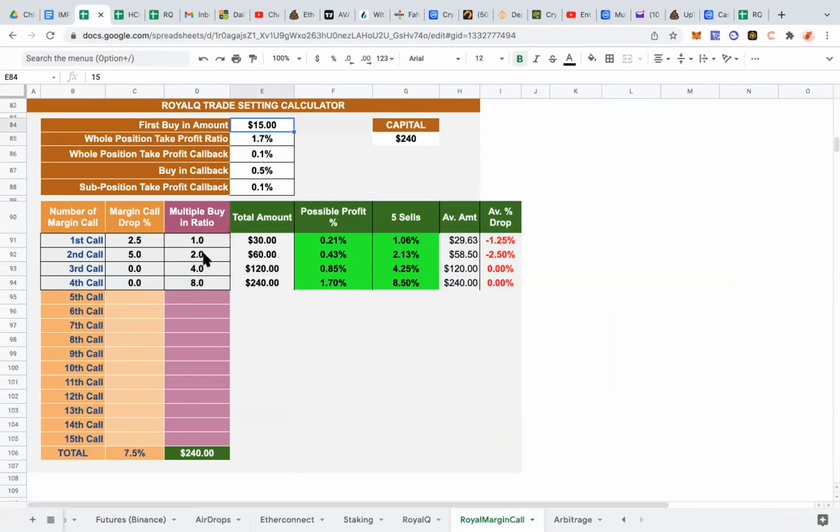But whatever you are doing, just make sure that you have this optimal setting up to 4th call, and have this Martingale setting and have up to 15% drop, okay?